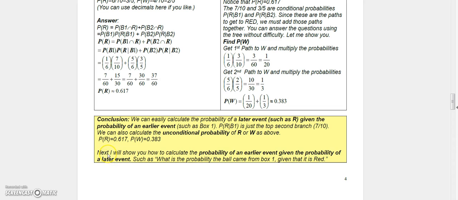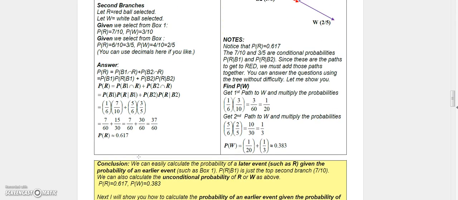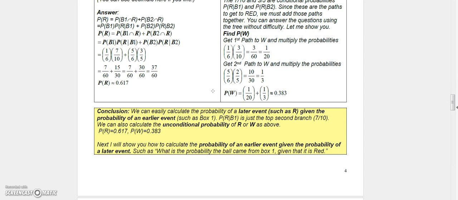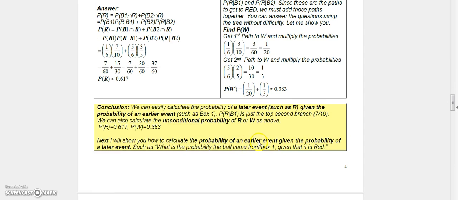In the next video, I'm going to show you something interesting. Rather than finding the probability of a red ball, given that it came from box 1, I'm going to show you that I can actually calculate the probability that it came from box 1, given that I knew the ball is red. That's actually finding the probability of an earlier event, given a later event. To do that, we're going to need Bayes' formula, which I'll introduce in the next video.